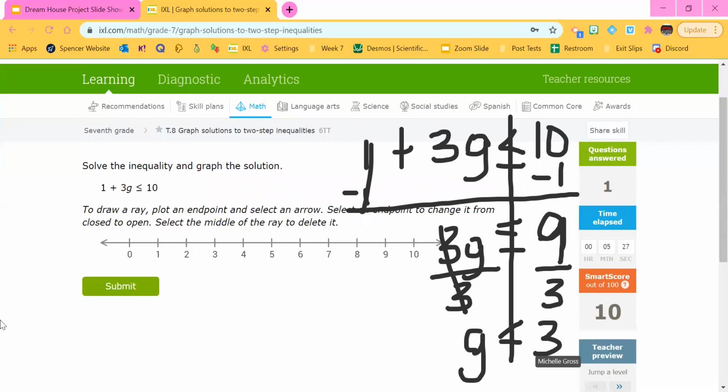And so when we go to graph it, we're going to go back to 3, and this time it is the closed circle, and it should be less than or equal to. I forgot that little equal to sign, and that's why it's a closed circle. Always look before you press submit. Always look to make sure, does it have the equal sign?